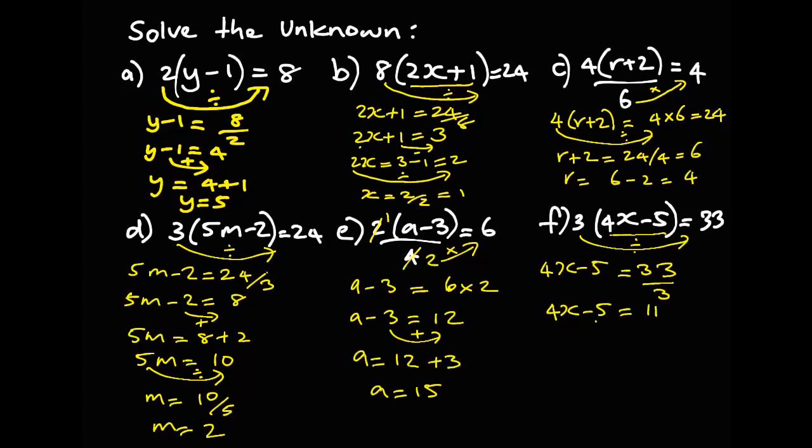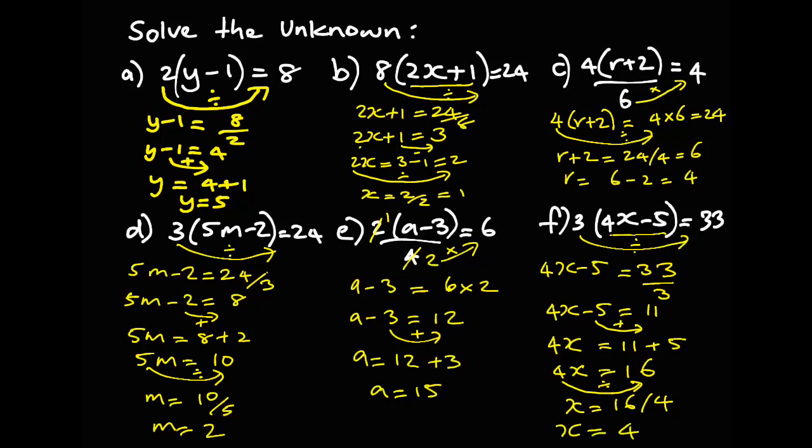Now we bring the constant over, so negative 5 comes across as a positive. So we've got 4x equals 11 plus 5. 4x is equal to 16. And lastly, the 4 is multiplying, it comes across to divide. So we've got x equals 16 divided by 4, which gives x equals 4.